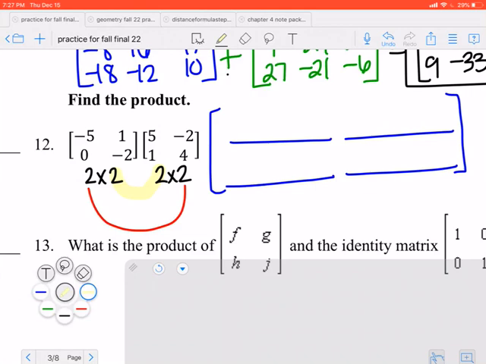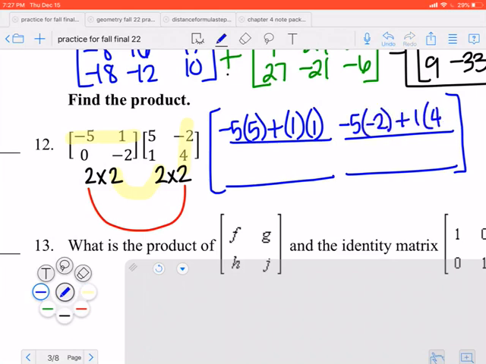So it works row by column, row by column. So our first spot there, first row, first column. Well, I could erase that after I'm done. So it goes like this. -5 times 5 plus 1 times 1. Now this is first row, second column. -5 times -2 plus 1 times 4.